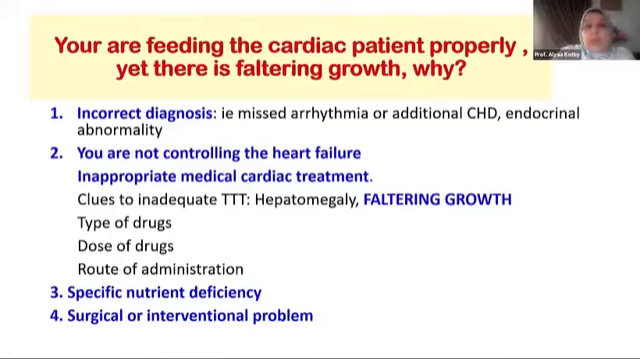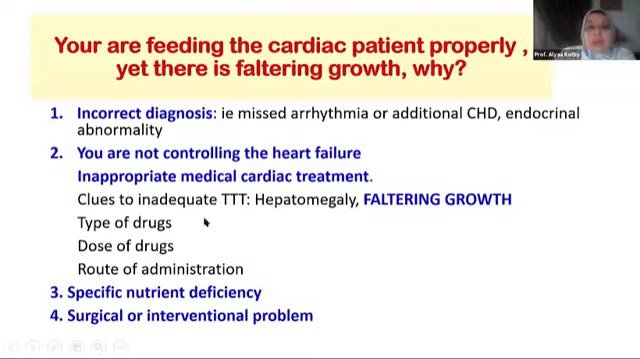Are you controlling heart failure? You are not controlling heart failure, and you are not aware why. Probably there is inappropriate medical cardiac treatment. What are the clues that there is inappropriate control of heart failure? Number one, look at the liver. It's very important. Hepatomegaly, if the liver starts to enlarge. And very important, our topic, the faltering growth. When the baby starts having faltering growth, you should know you are missing something. His heart failure is not well controlled.